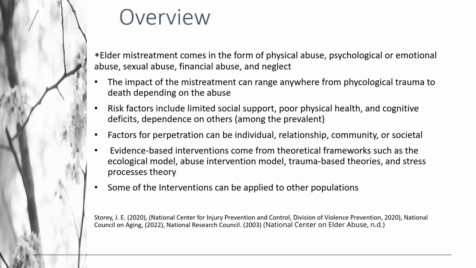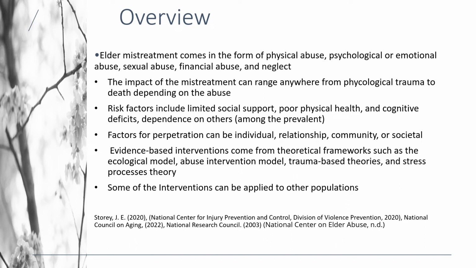So as an overview, elder mistreatment comes in the form of physical abuse, psychological or emotional, sexual, financial, or neglect. The impact of mistreatment can range anywhere from psychological trauma to even death, depending on the abuse and the health of the older adult. Risk factors are limited social support, poor physical health, cognitive deficits, and dependence on others, also the most prevalent. Factors for perpetration can be individual, relationship, community, and societal.